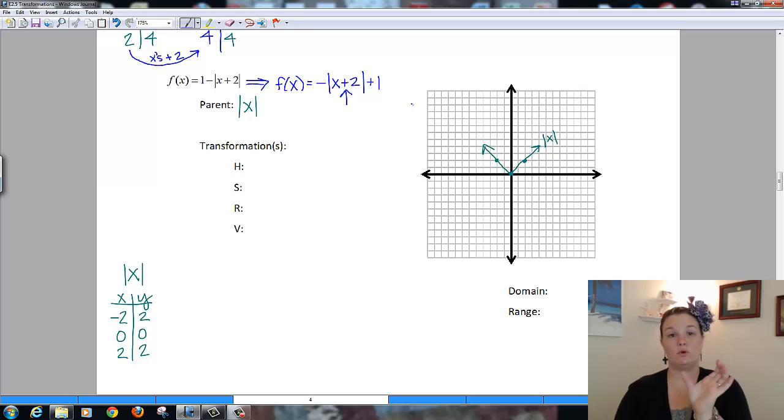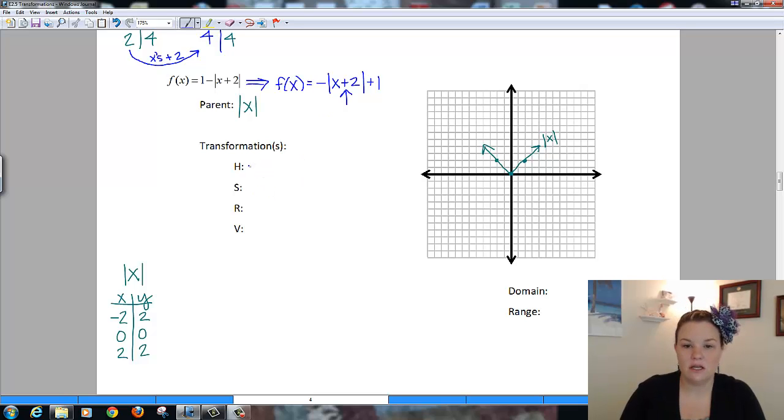Okay, so this is going to move it left or right. X's are backwards from what we would think. So since it's a plus 2, this is actually going to move us to the left. Okay, that's a horizontal transformation. So I'm just going to write next to the h, left 2. Now to move it left 2 in my table of values, I'm going to have to subtract 2 from my x's. Okay. Now I want to look at the other ones.